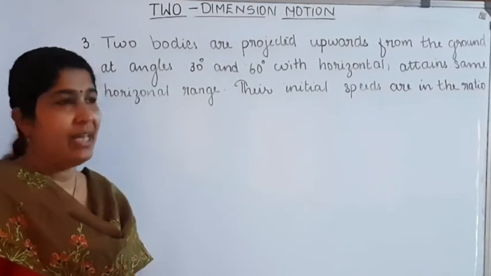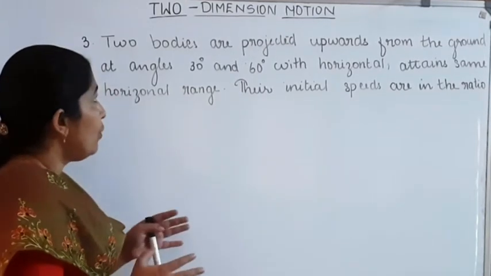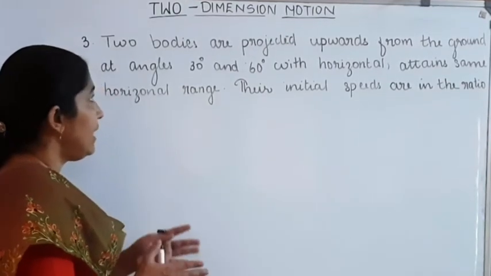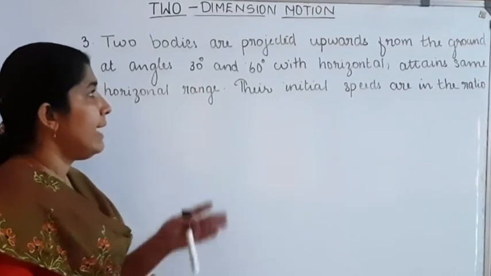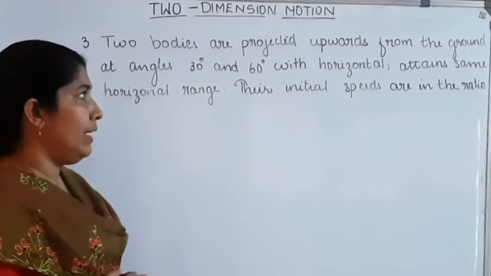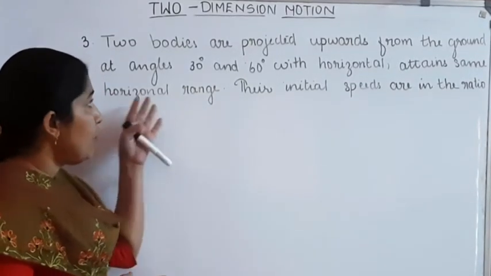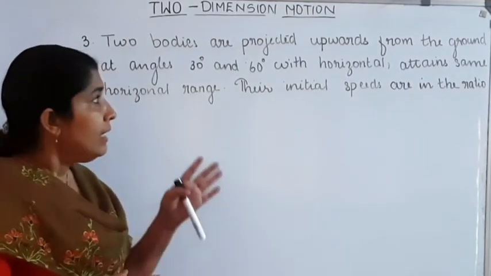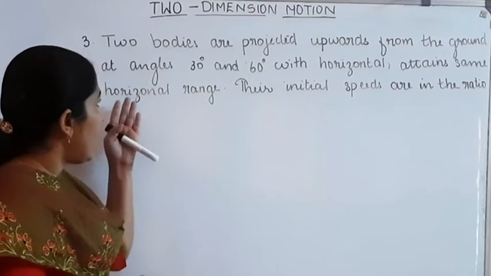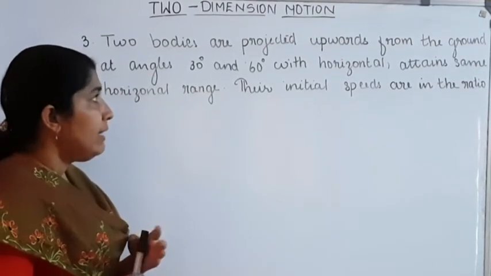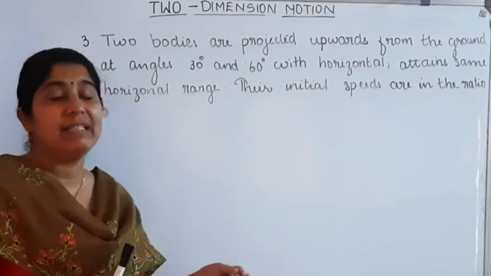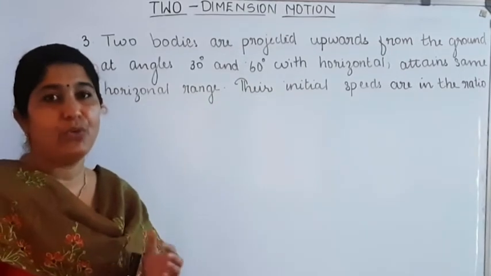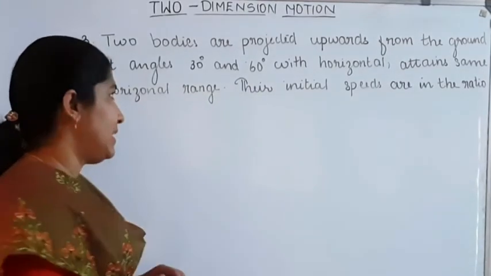Okay. Next question. Two bodies are projected upward from the ground at angles of 30 degrees and 60 degrees. Okay. The angles of projection of these two bodies are given. These angles are 60 degrees and 30 degrees with the horizontal. They attain the same horizontal range. Then their initial speeds are in the ratio. We want to find out the initial speeds.